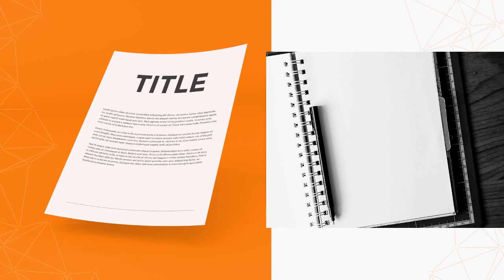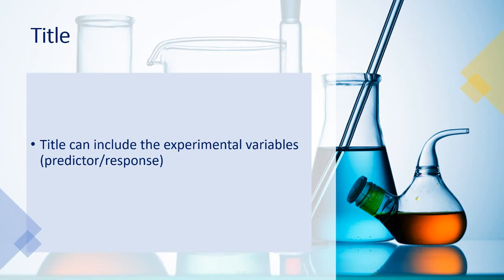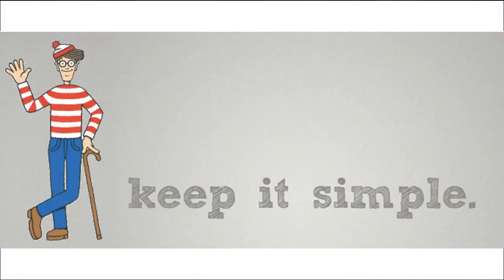The first thing you are likely to see in a scientific report is the title. The title is usually a short but very concise piece of information that gives the reader an idea what the experiment is about. The title can also give information about what the predictor and the response variables of the experiment are, as well as the experimental organism. The title should be simple, concise, and in itself complete.